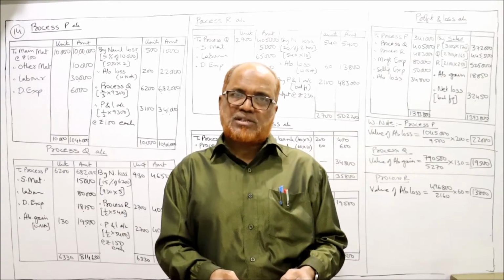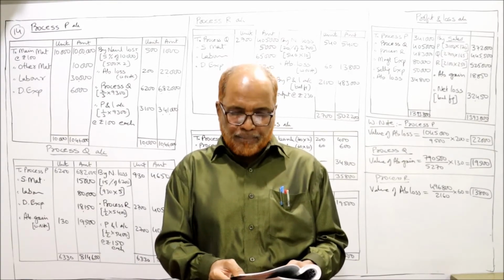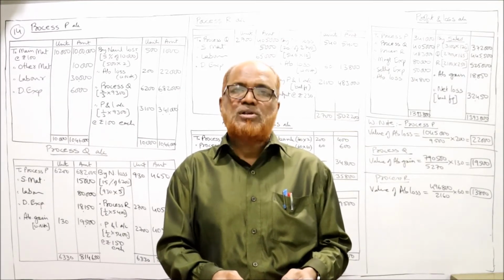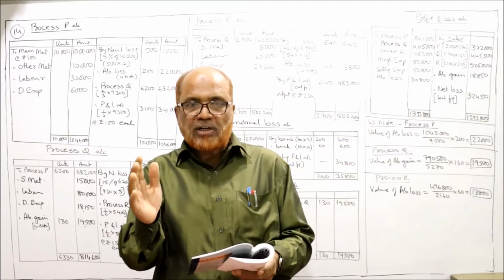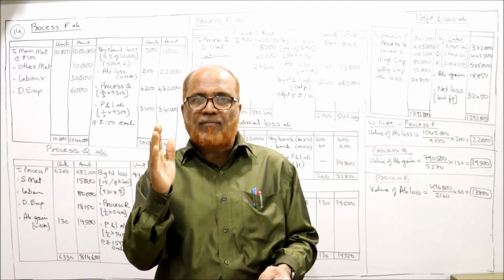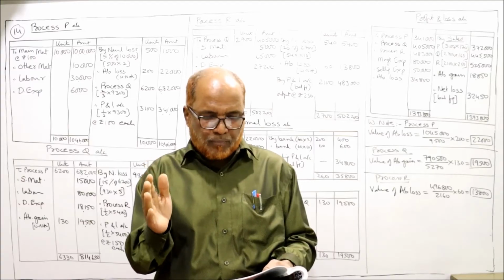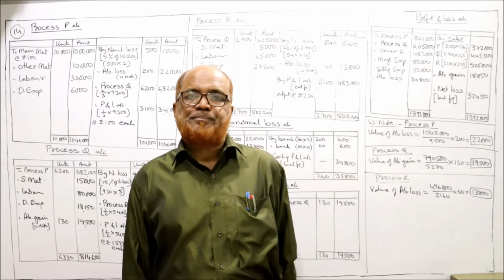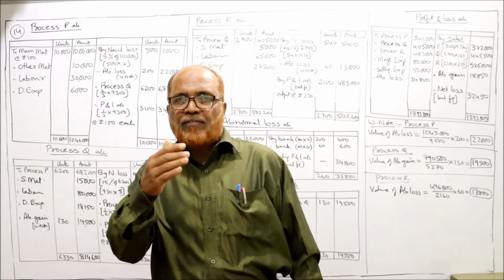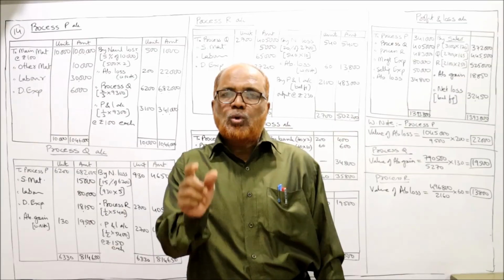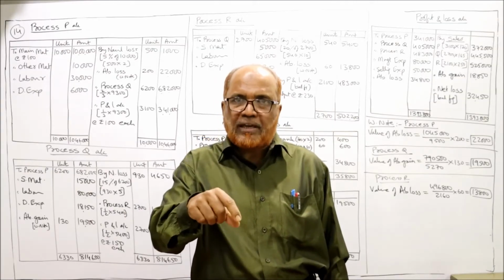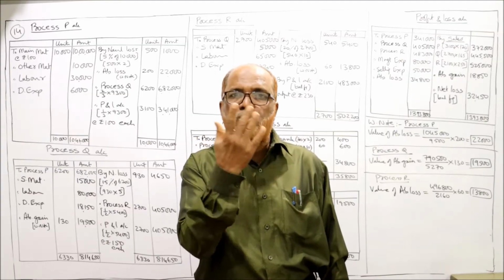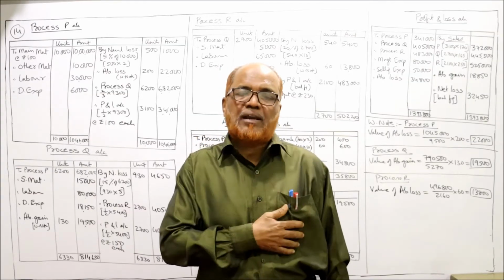The actual output of the three processes are 9,300 units for P, Q 5,400 and R 2,100. This is the actual output. 2/3 of the output of process P and 1/2 of the output of process Q was passed on to the next process and the balance was sold. That is the new point. From process P to Q, 2/3 of the output of process P should be transferred to process Q and the remaining 1/3 should be sold. So we transfer it to P&L account.